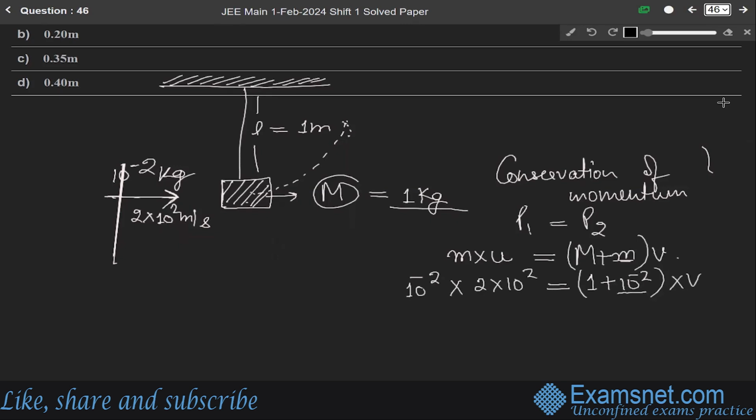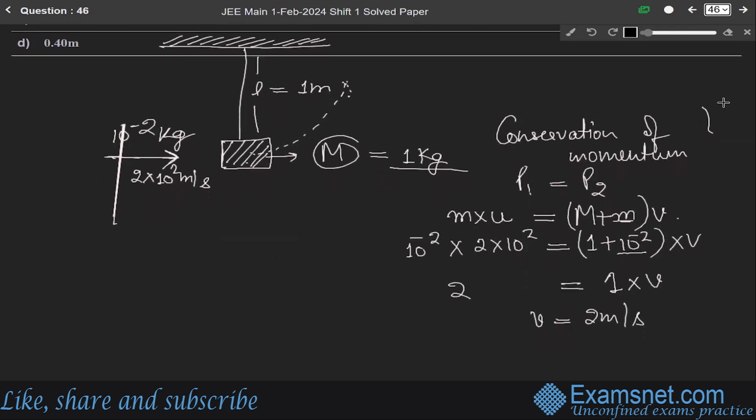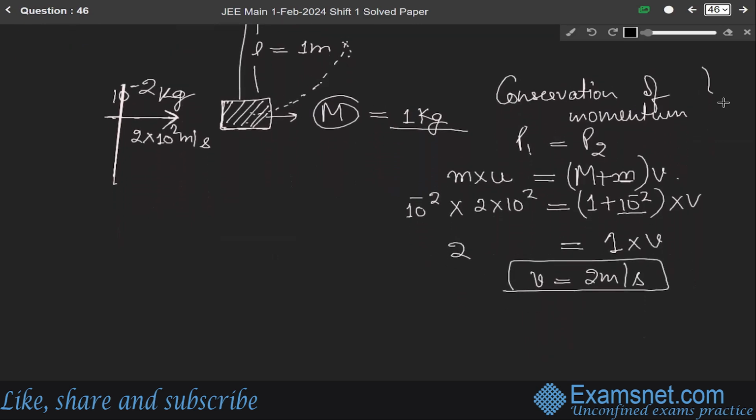Since 10 to the power minus 2 is a very small quantity, we considered it as 1 only, 1 into v. So from this we write 2 equals 1 into v, therefore v equals 2 meter per second. So we get the velocity with which this block is moving after the bullet gets embedded inside it, a velocity of 2 meter per second. Now we have to find the height.